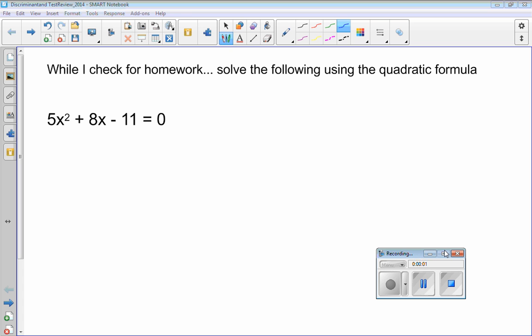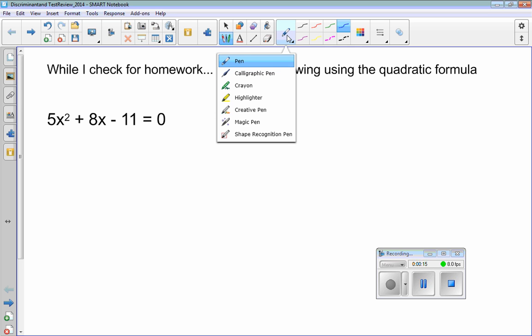Okay, it's an equation because it has the equal sign, and we know in order to solve it, it has to equal 0. But we still haven't answered the question, why is it quadratic? It's quadratic because it has an x squared. Okay? X squared means it's quadratic.